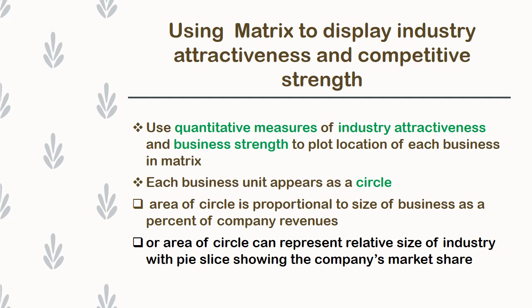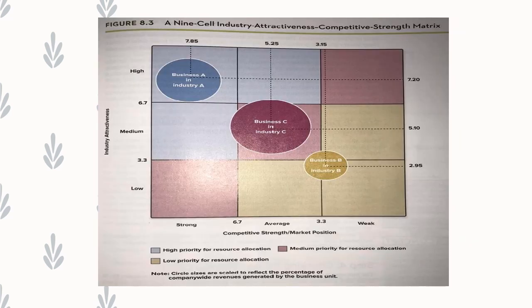Use quantitative measures of industry attractiveness and business strength to plot the location of each business in the matrix. Each business unit appears as a circle. The area of the circle is proportional to the size of the business as a percent of company revenue, or the area of the circle can represent the relative size of the industry with a pie slice showing the company's market share. Figure 8.3 is a nine-cell industry attractiveness competitive strength matrix.